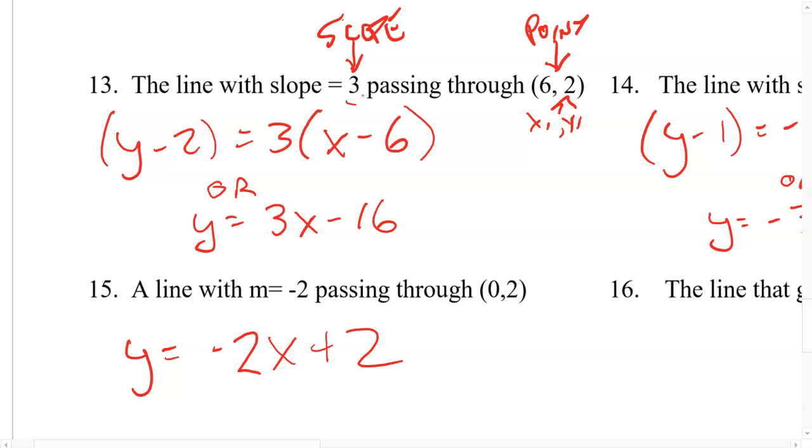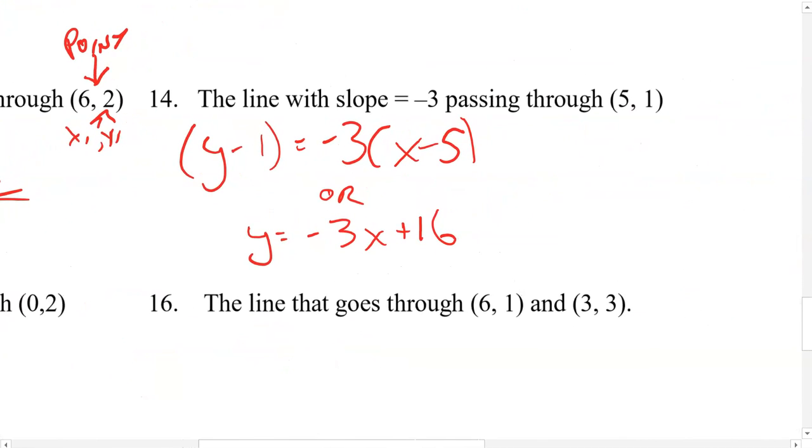If we wanted to convert that into slope-intercept form, we would add 2 to both sides and distribute the 3. So we would have 3x minus 18 plus 2. We combine our like terms, and y equals 3x minus 16.